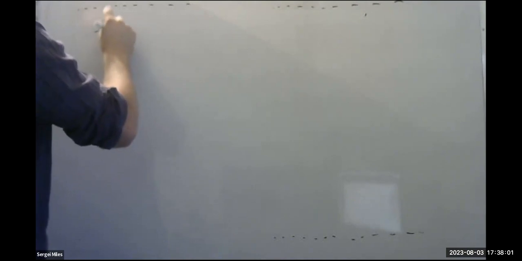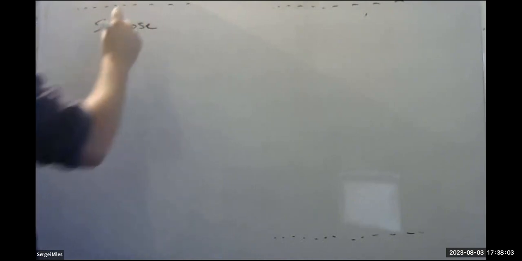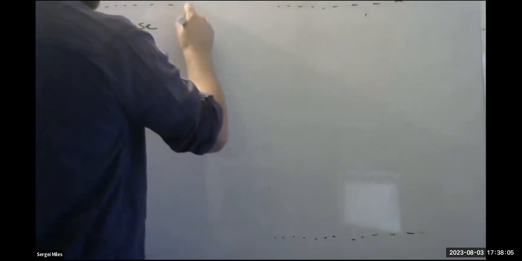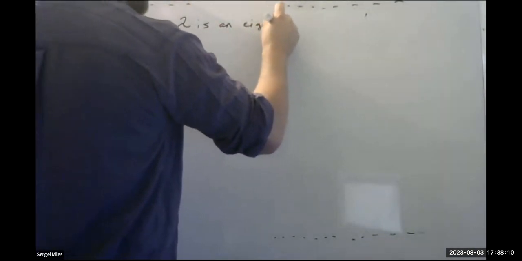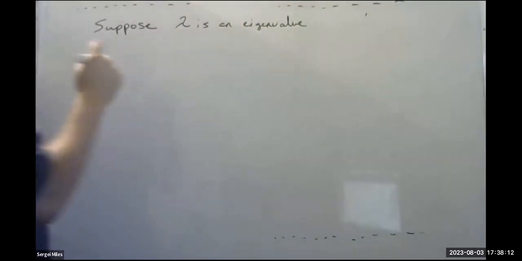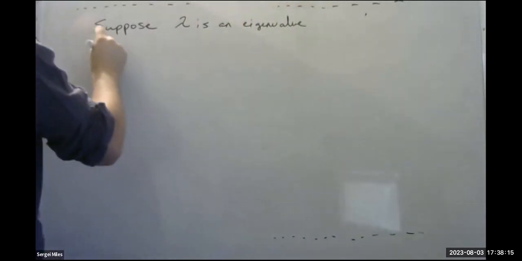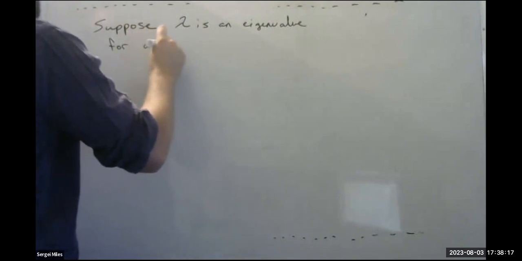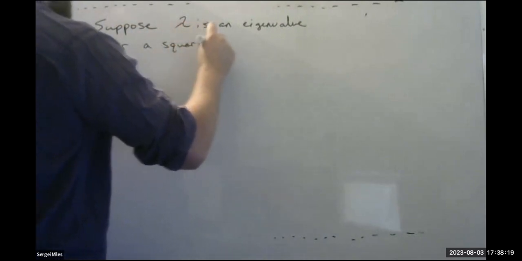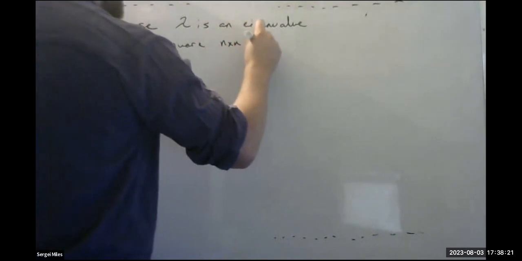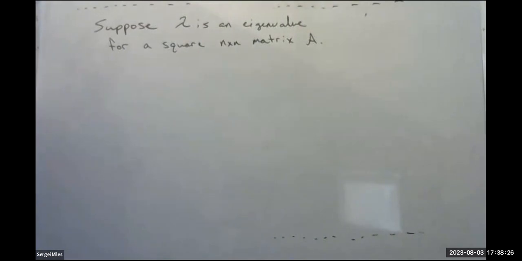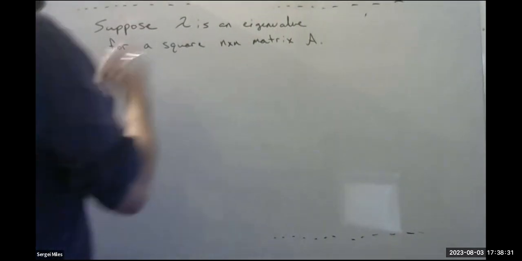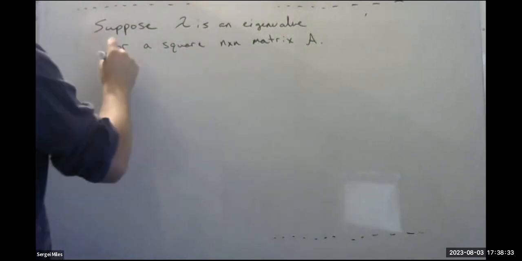Suppose lambda is an eigenvalue for a square n by n matrix A. Okay, what does this mean? What does it mean to be an eigenvalue? Well, it means there exists a corresponding eigenvector.